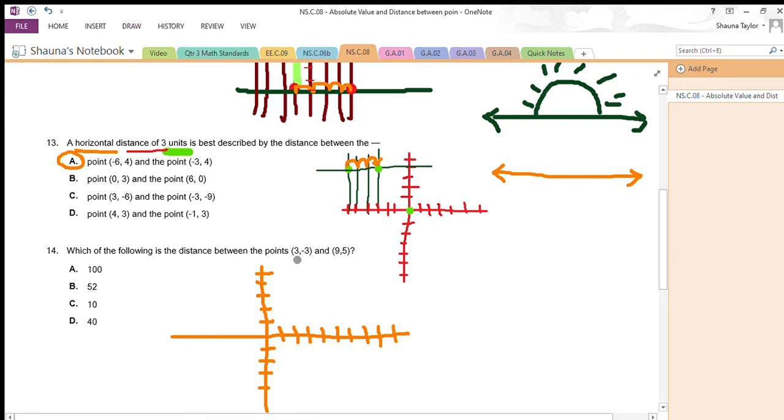It doesn't look like it's going to work with what we're doing. Okay, so let's find this 3, negative 3. So I'm starting at my origin, and I'm going to go 1, 2, 3, and then I go down 1, 2, 3.